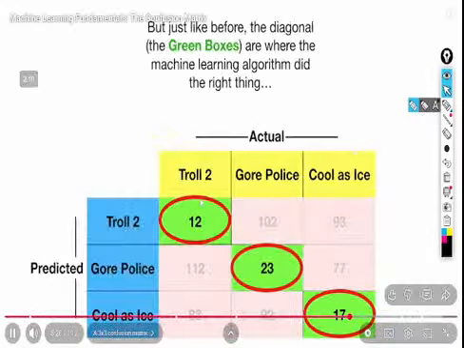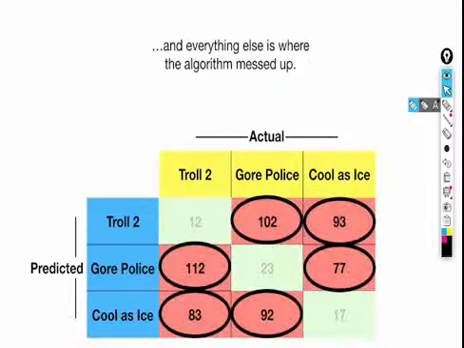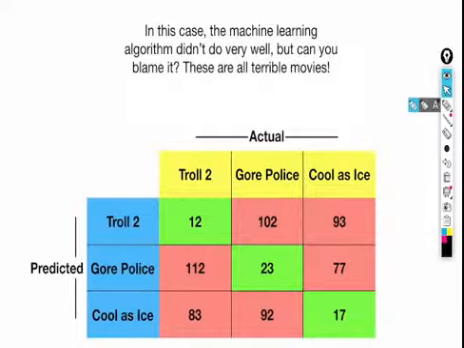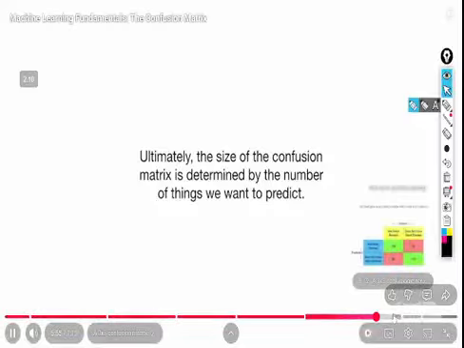But just like before, the diagonal, the green boxes, are where the machine learning algorithm did the right thing, and everything else is where the algorithm messed up. In this case, the machine learning algorithm didn't do very well, but can you blame it? These are all terrible movies. Bam. Ultimately, the size of the confusion matrix is determined by the number of things we want to predict.